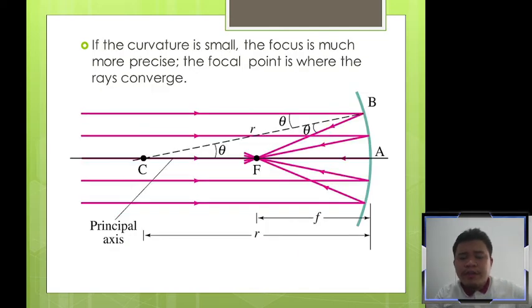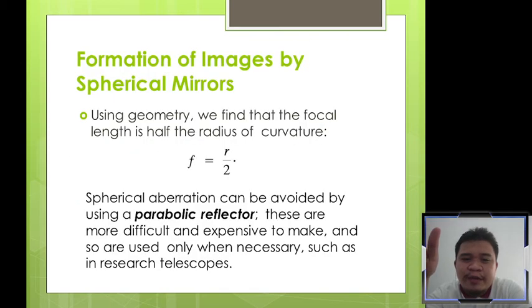Now, if the curvature is small though, the focus is much more precise, and the focal point is where the rays converge. So if we make the curvature of the mirror very small, then we will observe that the focus would be more precise. That's why the focal point is where the rays converge. Now, using geometry, we find that the focal length is half the radius of curvature, or in formula, F is equal to R over 2.